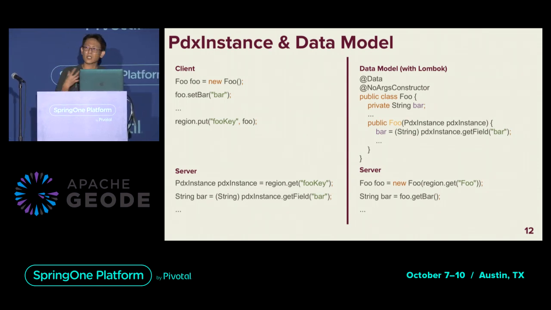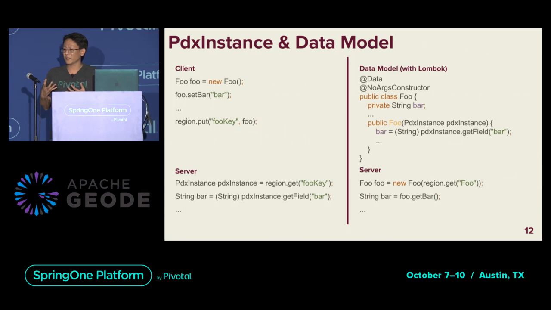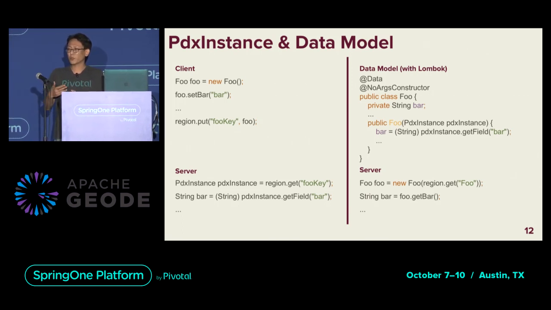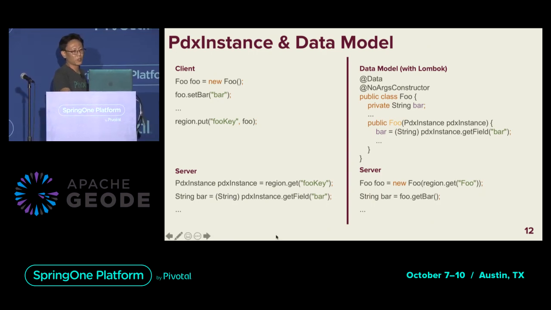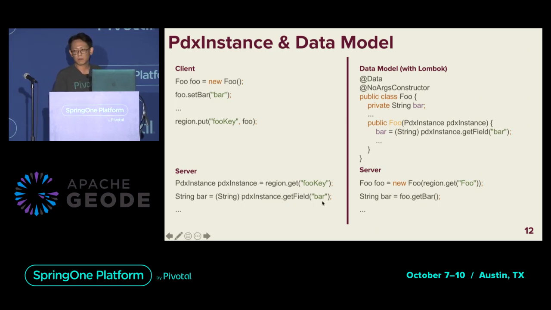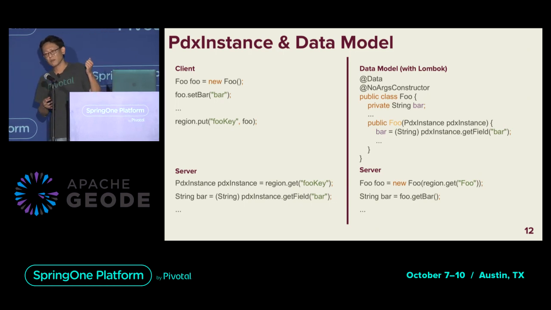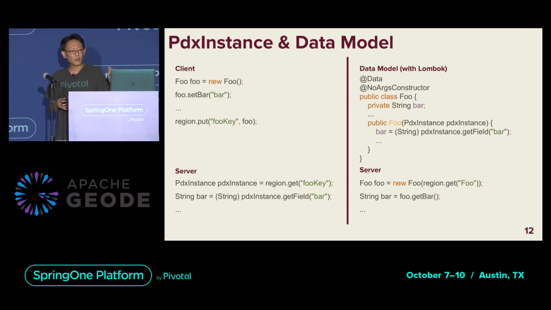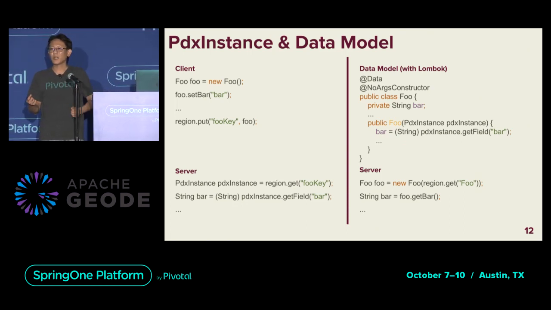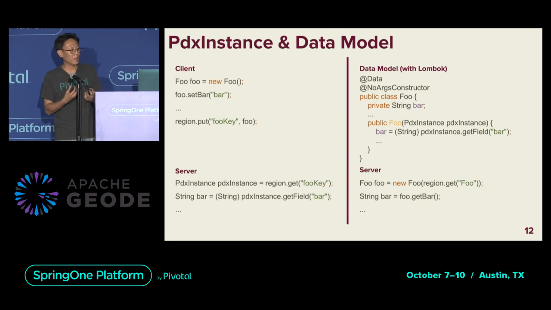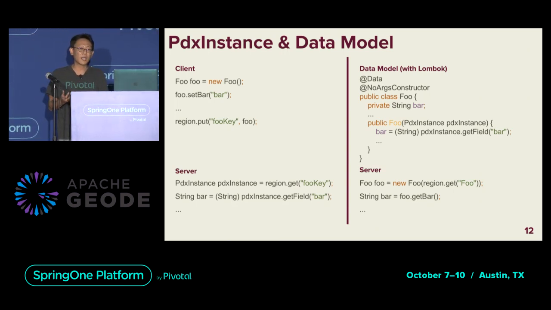PdxInstance is a generic type of data structure. It's very similar to a map, right? You have the attribute as the field name and the value as the value. So for example, if I want to get the bar attribute out, you say PdxInstance.getField of bar and get it out. Of course, there are some disadvantages to taking this approach. The reason being it's not strongly typed. There's a potential for typos, and it's hard to test, so you could end up getting the wrong field out.